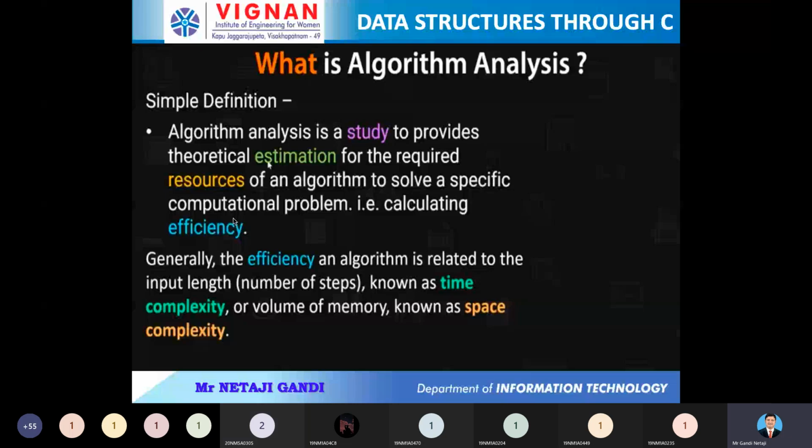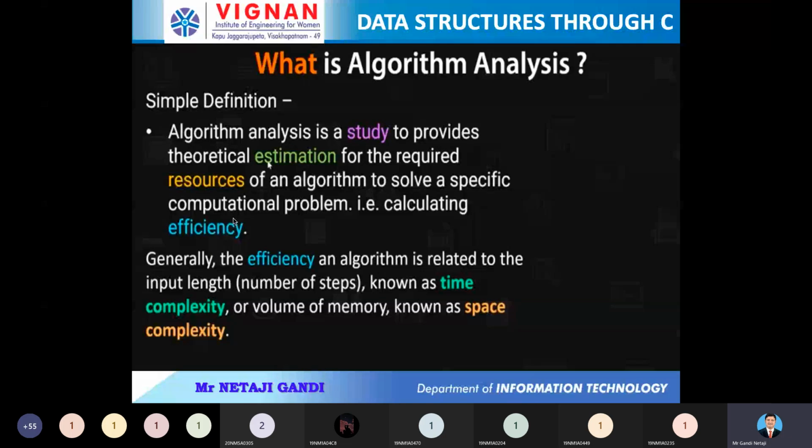Just a minute. An algorithm is a step-by-step process. But algorithm analysis: suppose we want to build the addition of 2 numbers. First of all, what is your analysis? How many variables are required? What logic can we use? Which operators are required? That is the estimation.